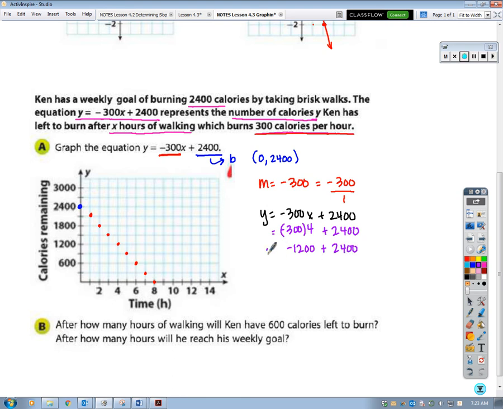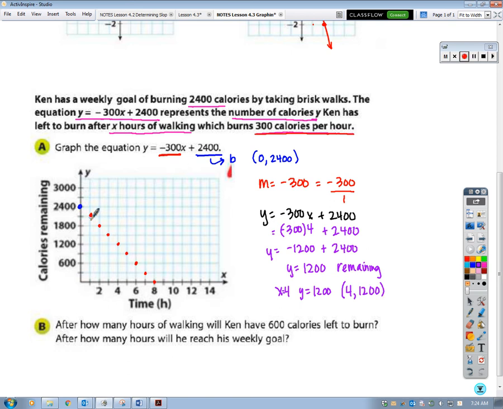So y equals 1200 calories. So he's got 1200 calories remaining, right? So this would be my y value. So if x was 4, y equals 1200. That gives me an ordered pair. But that's the long way. We knew we could just go down and over, which is nice.